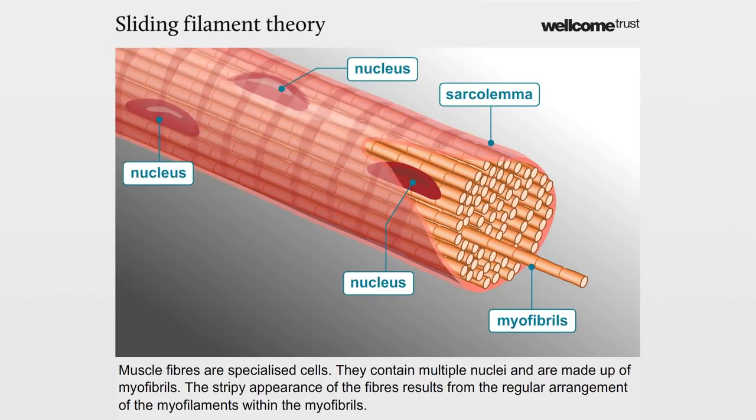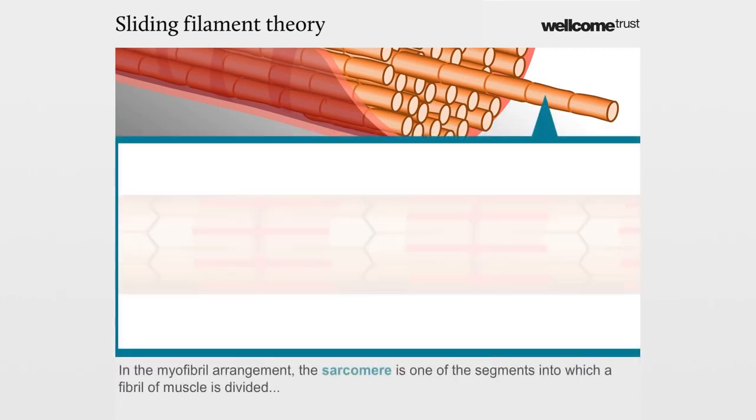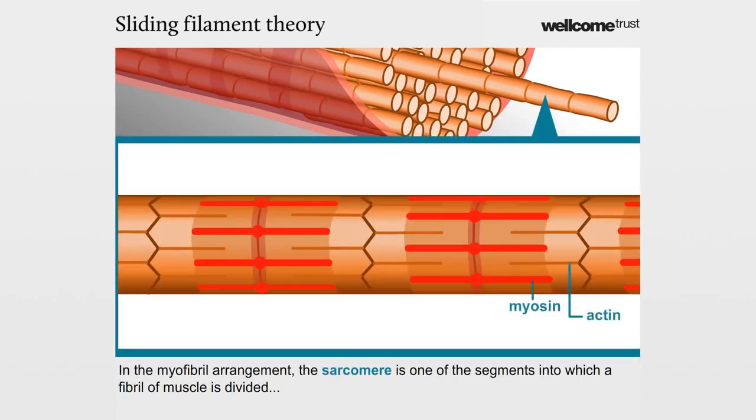The stripy appearance of the fibers results from the regular arrangement of the myofilaments within the myofibrils. In the myofibril arrangement, the sarcomere is one of the segments into which a fibril of muscle is divided.